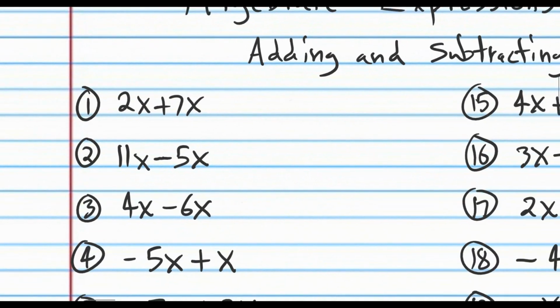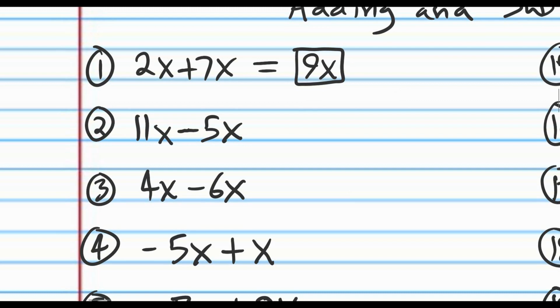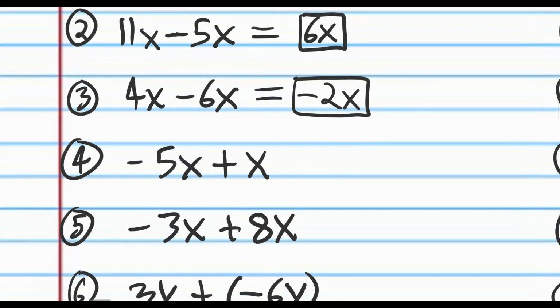So let's get started. Number 1, 2x plus 7x. What do you think the answer to that one would be? If you said 9x, good job. And what about 11x minus 5x? If you said 6x, you were correct. And what about 4x minus 6x? If you said negative 2x, you were correct. So again, this stuff is pretty much the same thing you did in the last couple classes.